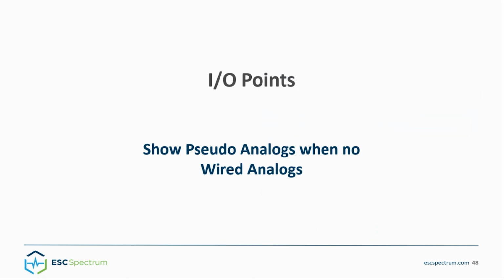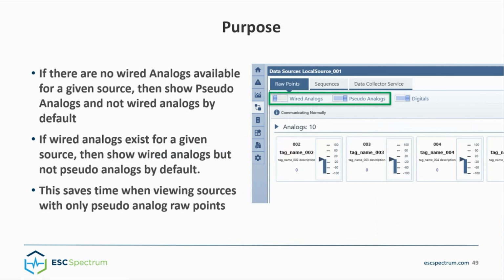Up next, show pseudo. We added a show pseudo analogs option for sources. So for raw points, we have toggles for wired analogs and pseudo analogs to be displayed. And this really was just to save time when viewing sources that only had pseudo analogs.